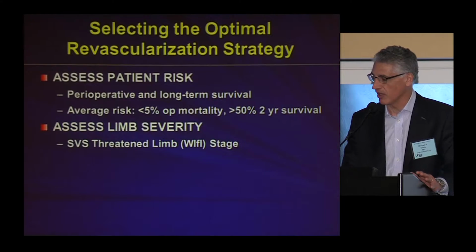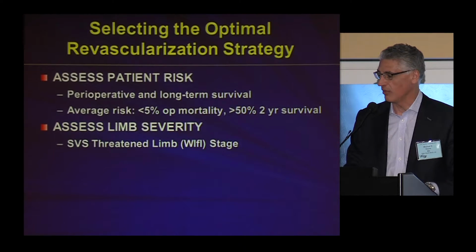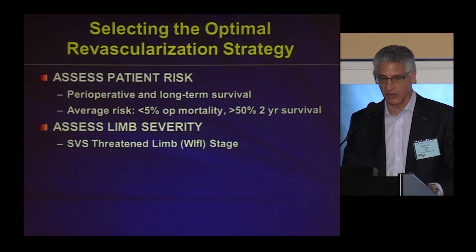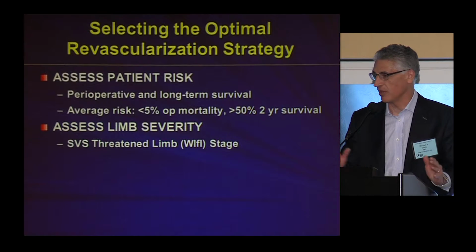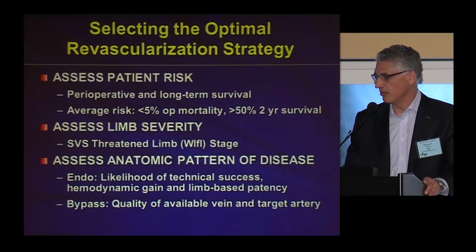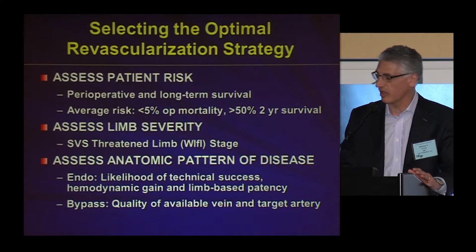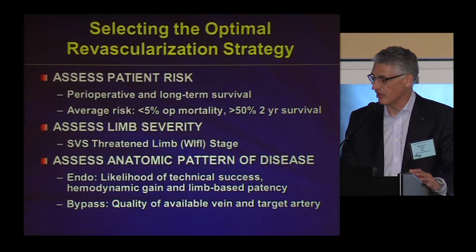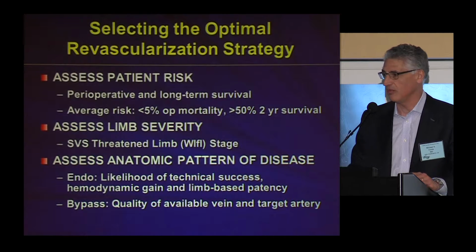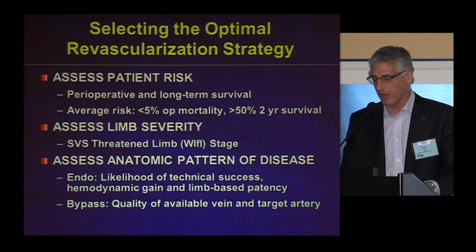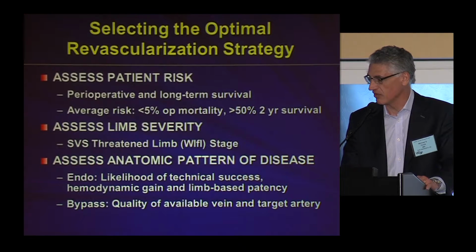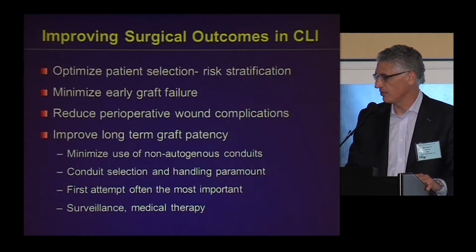And then you've already heard about assessing limb severity, and we like to use the WIfI system, but basically we're asking how threatened this limb is on the spectrum of limb threat. Then as we determine the vascular aspects, we need to know the anatomic pattern of disease. For endovascular interventions, the likelihood of technical success, the amount of hemodynamic gain we expect, and how durable it is going to be for the problem we have to fix. And for bypass, it's really more about the quality of the vein and the target that we might have.